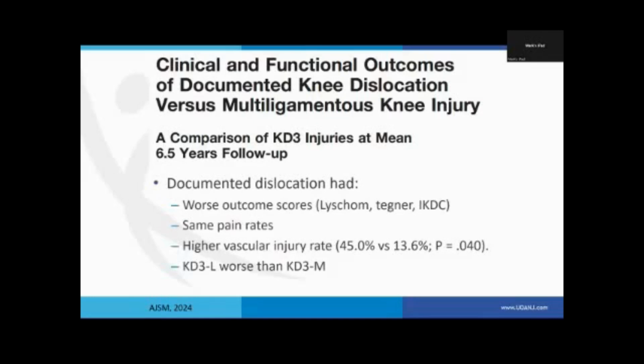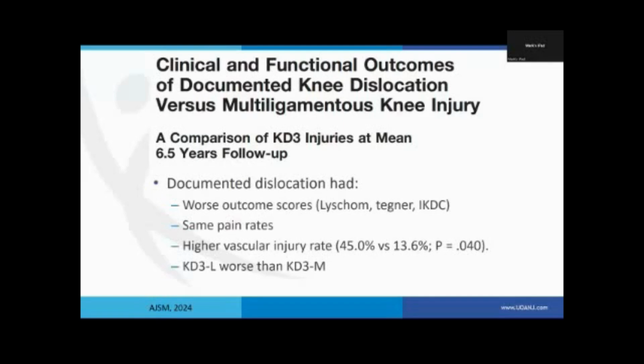We sometimes wonder on our side, what's the difference if it was dislocated or if you just tore a bunch of ligaments, but it never quite dislocated? Is there a difference? You might think there is, but until this paper came out, we really weren't 100% sure. But sure enough, if there is a documented knee dislocation, then these players have a less favorable outcome. They have worse scores afterwards. They have higher pain rates, and importantly, a much higher vascular injury rate, up to 45% if we have a documented knee dislocation.